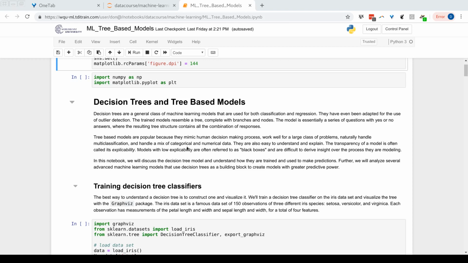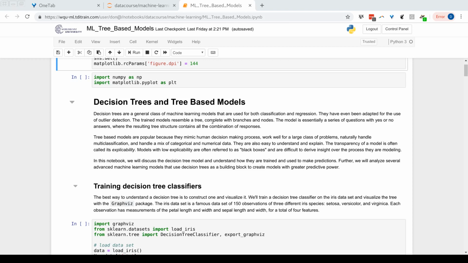Other characteristics of the decision tree model that are popular is that they can handle multi-classification. They can work with a mix of categorical and numerical data. Not only that, but the models are pretty straightforward to understand. You can easily visualize and understand how this model works, how it's making predictions. So it has great transparency. And we call this transparency the explicability of the model.